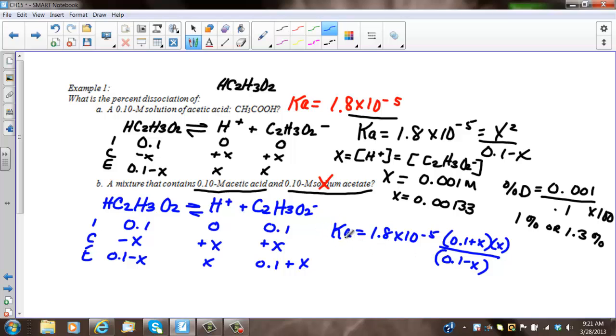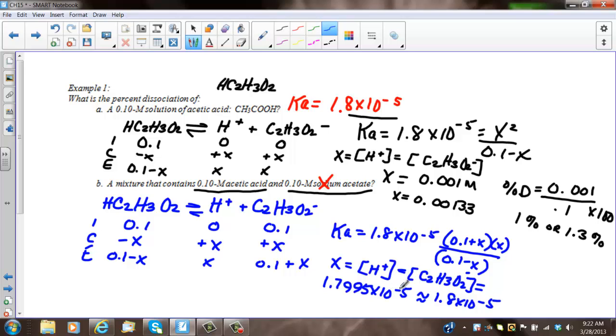And that's going to equal my hydrogen ion concentration. So x is equal to H plus. It's also equal to my acetate ion concentration, but I'm really not interested in that right now, but I will write it down. And that's going to give me a value of 1.7995 times 10 to the minus 5, which for all intents and purposes we can approximately call 1.8 times 10 to the minus 5. So that's my x value, and then I'm going to calculate percent dissociation.